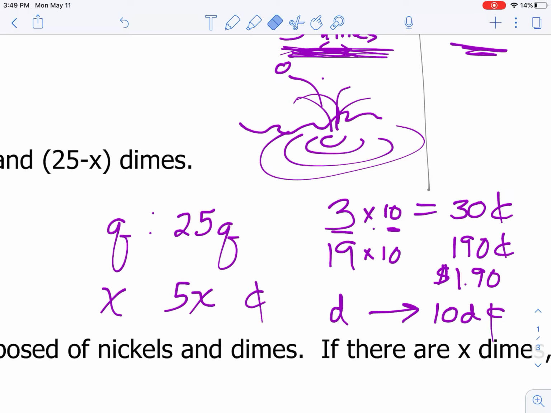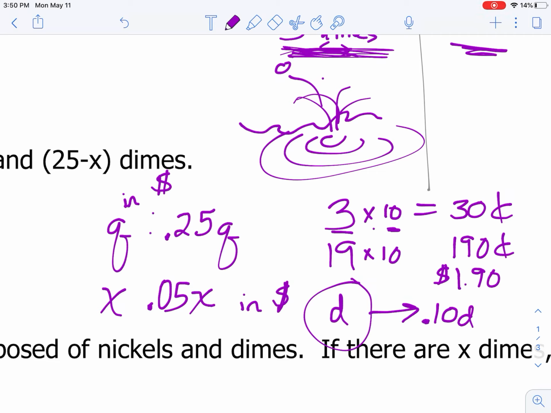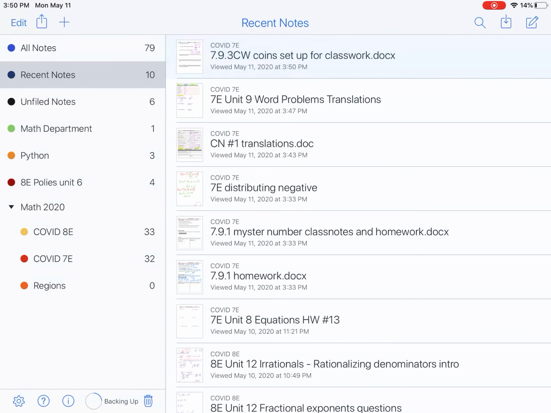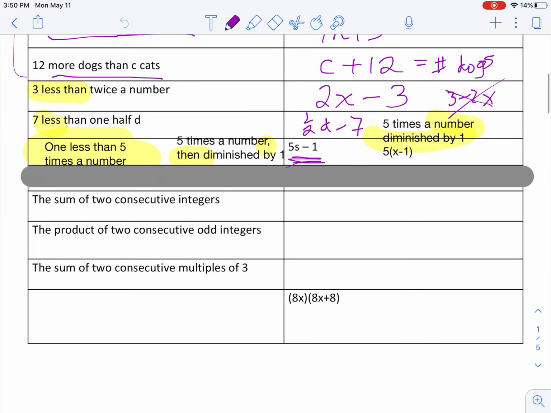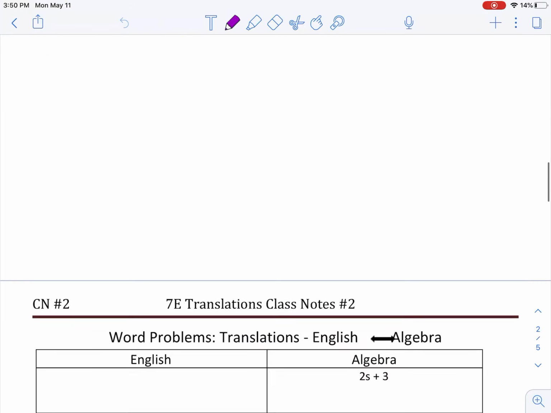If I were going to say the value of Q quarters in dollars, the value of Q quarters in dollars would be 0.25Q. The value of X nickels in dollars would be 0.05X. The value of D dimes in dollars would be 0.10D. So make sure you keep track of the difference between dollars and cents, which will bring us to these practice problems.